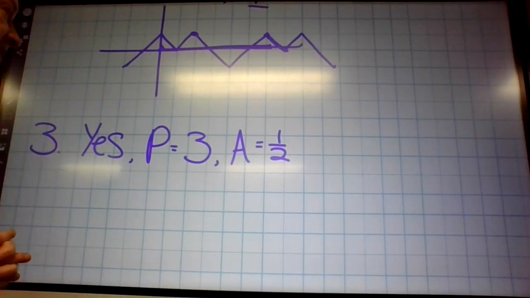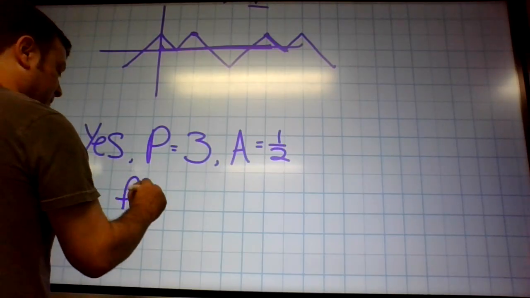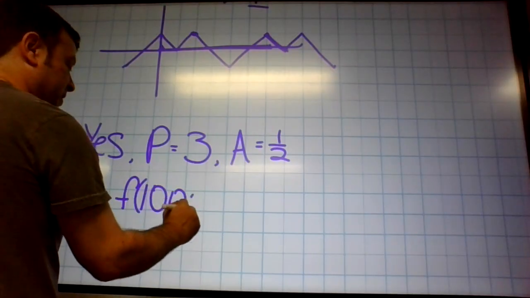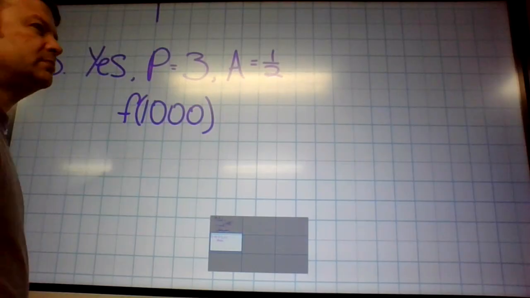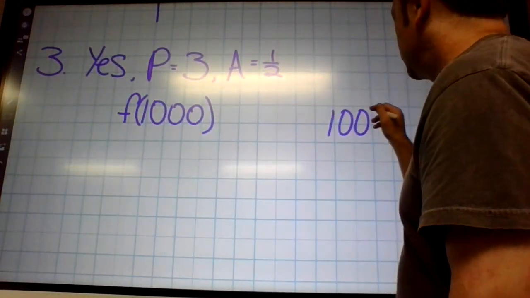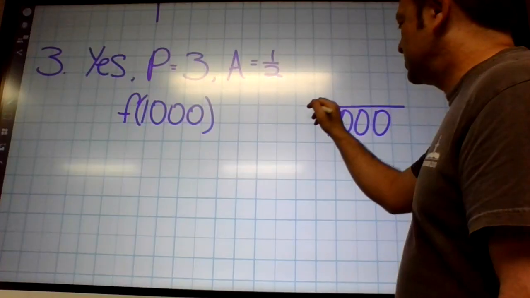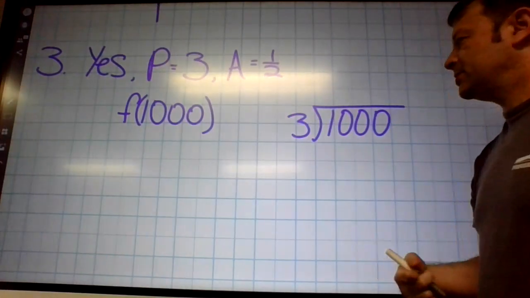Okay, what's happening at 1,000? Alright, so how did I do this last time? Right. So every 3 units it's going to go through its period.